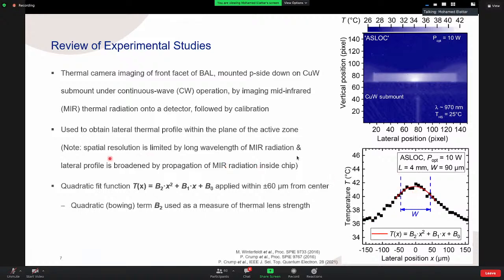Some limitations to this approach are that the spatial resolution is limited by the relatively long wavelength of the mid-infrared radiation. Also, the lateral profile you see here is broadened by the propagation of the mid-infrared radiation inside the chip. Afterwards, we apply a quadratic fit function, as you see here in red, to the lateral thermal profile within plus minus 60 micrometers from the center. And we use the quadratic term of the fit function, which we will call bowing or B2, as a measure of the thermal lens strength.